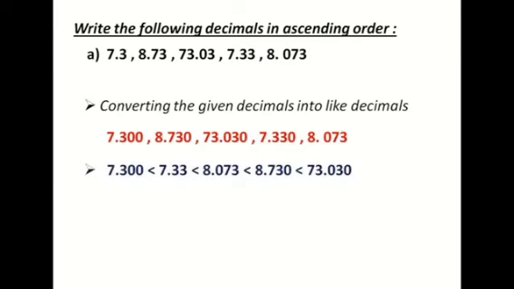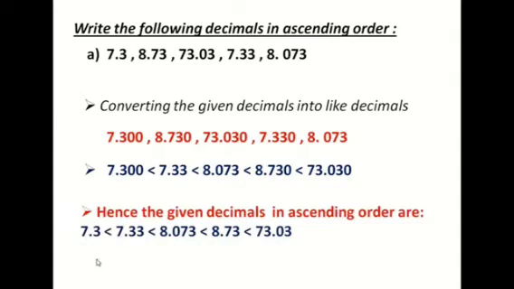So you can see that 7.300 is less than 7.33. It is less than 8.073, it is less than 8.730, and the greatest number is in the last position. So we can write in ascending order with the given fractions: 7.3, then 7.33, then 8.073, then 8.73, then 73.03.